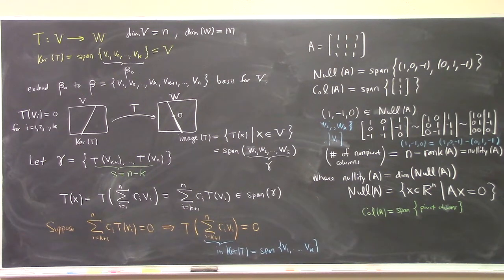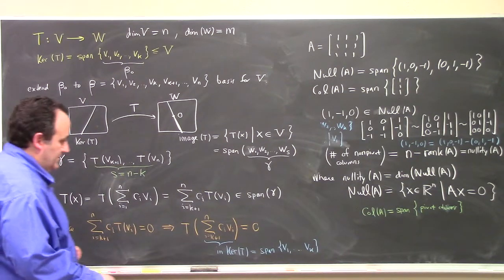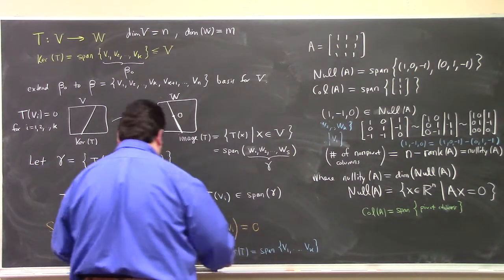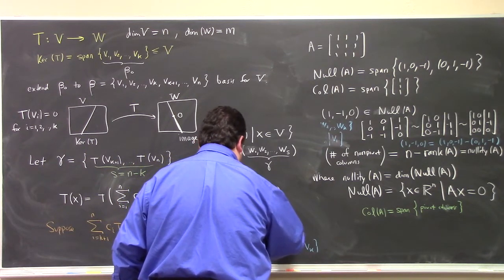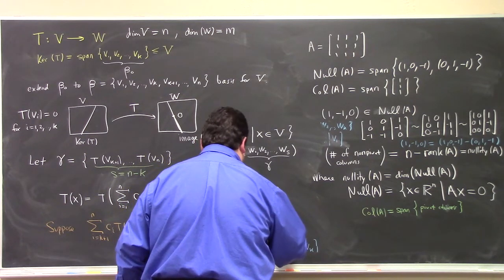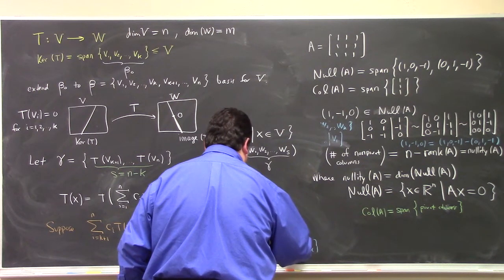So you added 2 vectors from this to get a thing in the kernel. No, but if you added them to get 0, I don't think you can do that if they're independent, if they're linearly independent. Well, let me just put it this way. I agree with you, but let me show you why.